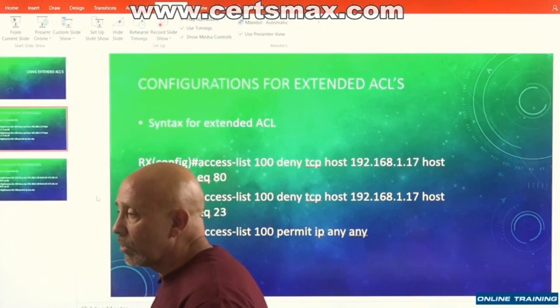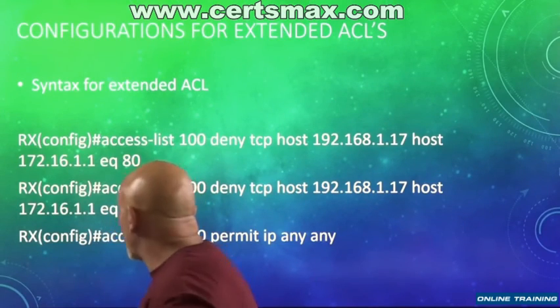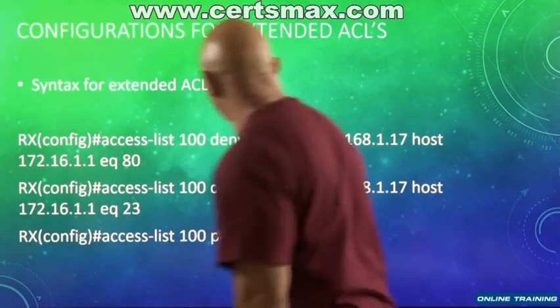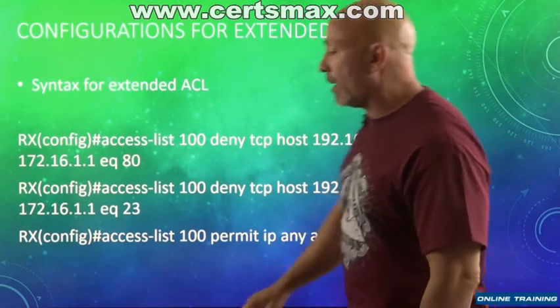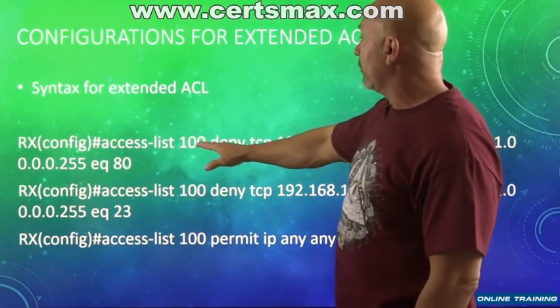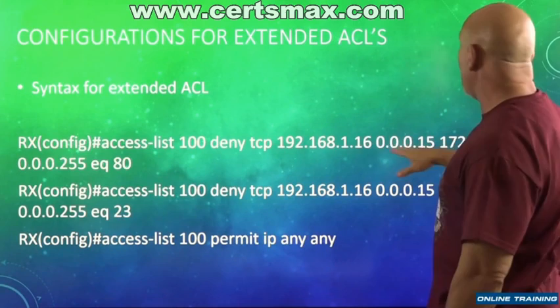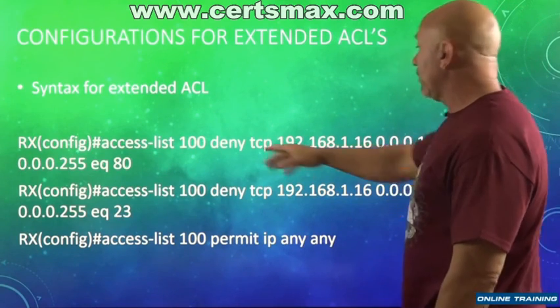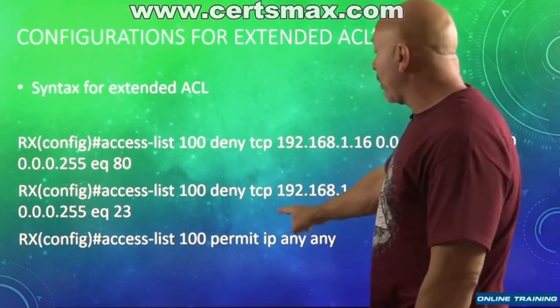All right, so let's go to the PowerPoint. Let's go right here. Okay, so you can see the syntax. You've done it already. Not a big deal. Access list 100, deny TCP, the network, which you just did, eq 80, 23, and then the permit IP any. Any, what does it mean? Source and destination. Whereas in a standard access list, all you have is any.